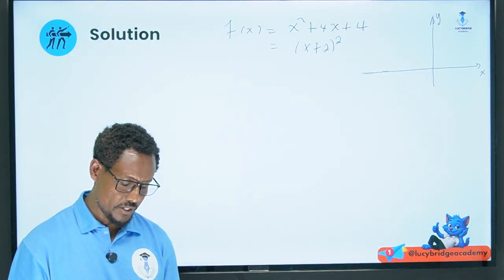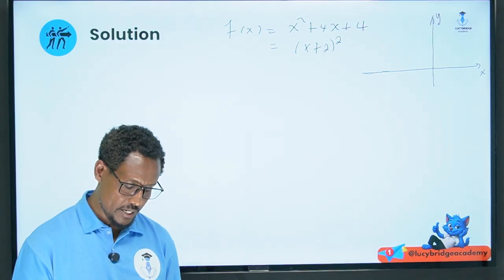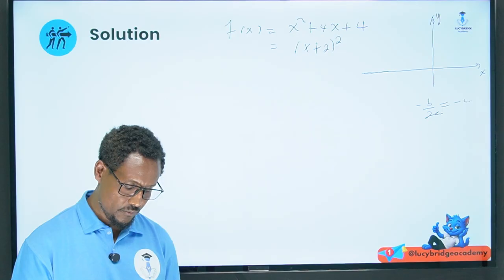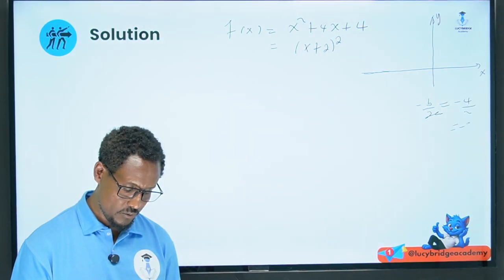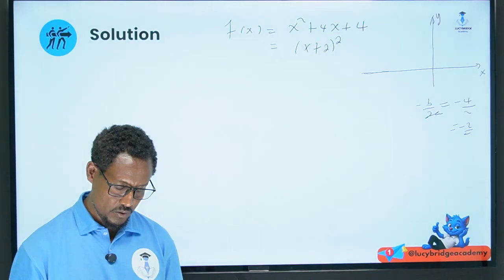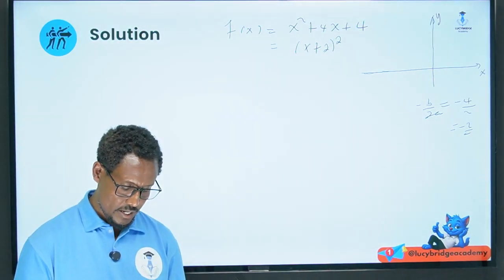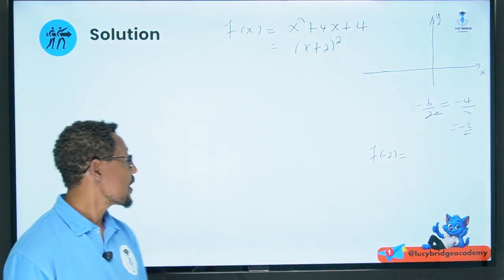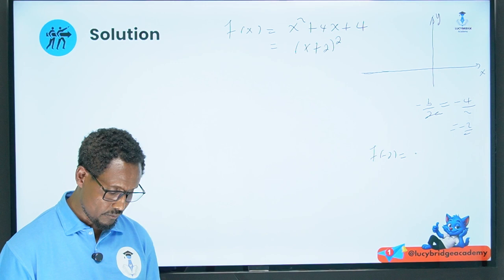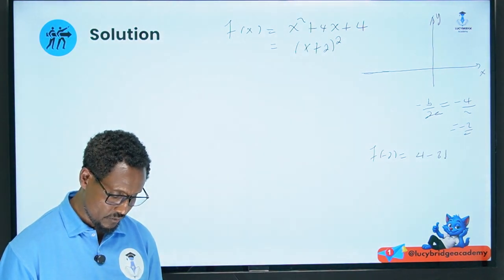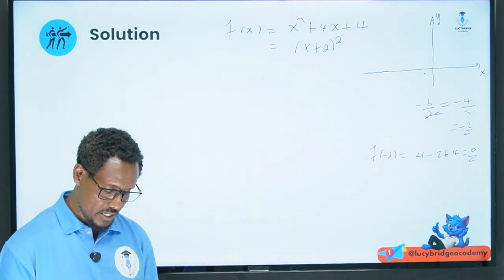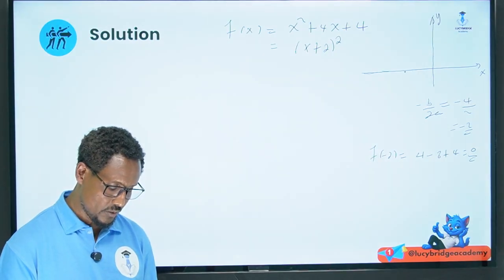So where is the vertex of this graph? Negative b over 2a, so negative 4 over 2, which is negative 2. Negative 2 is the x value. What about the corresponding value of y? f of negative 2 is equal to negative 2 squared plus 4 times negative 2 plus 4, which is 4 minus 8 plus 4, equal to 0. So negative 2 comma 0 is the turning point or the vertex.